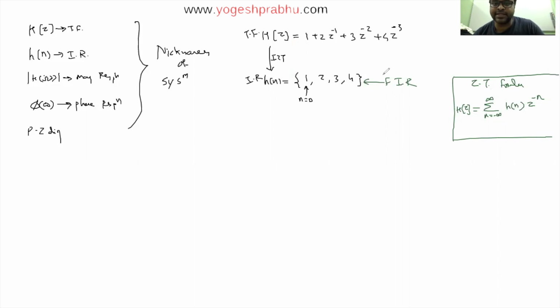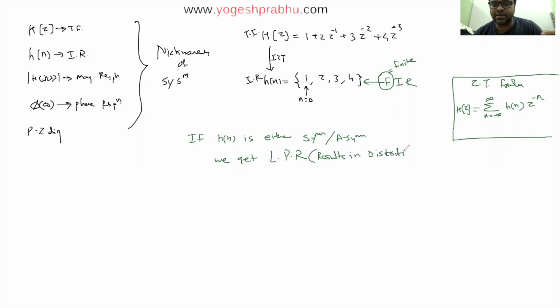Now coming back to the point, this is important: it is FIR. F stands for finite, and IR stands for impulse response. So what happens here is, if h of n, which is the impulse response, is either symmetric or asymmetric, we get a linear phase response. And it's a big deal because a linear phase response results in distortionless output. So it's a good thing. Linear phase response is possible only when you have either symmetric or asymmetric h of n.